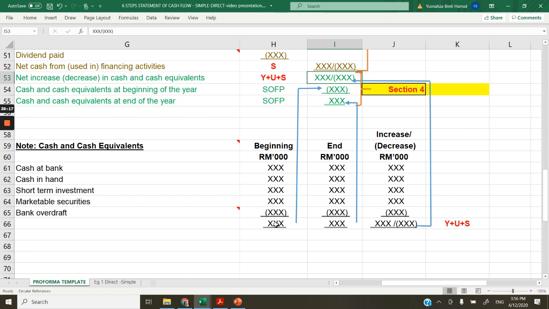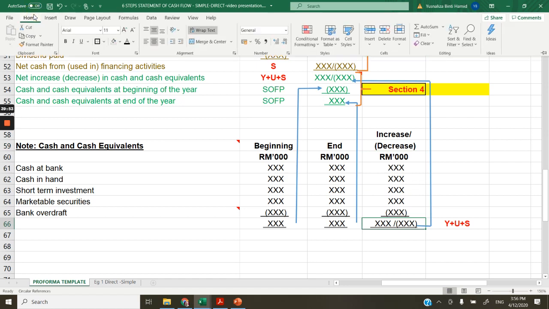Find the total for the beginning column, find the total for the ending or closing column, and then find the difference. The difference here will be the net increase or net decrease. If the beginning balance exceeds the ending balance in total, that is a net decrease. And net decrease will be put in negative sign here or in brackets. If the ending balance is more than the beginning balance in total, it is a net increase. I'm also doing it for each of the items, but what is more important is this.